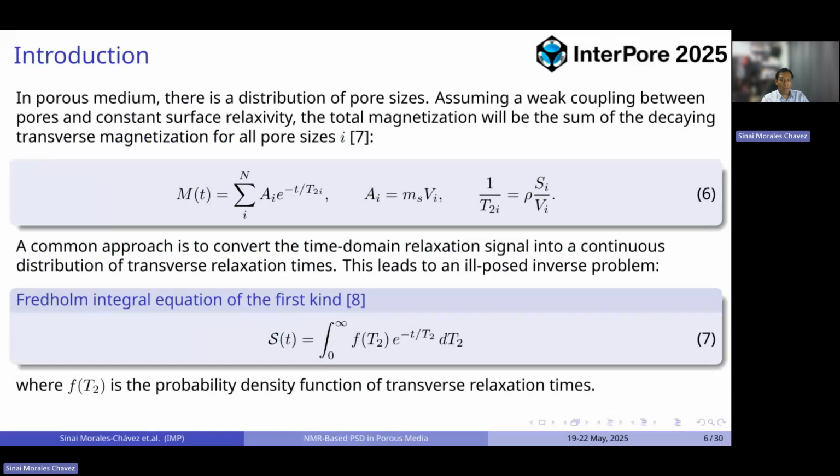To analyze the complete distribution of T2 relaxation times, we transition from this discrete form to a continuous model, resulting in a Fredholm integral equation of the first kind presented in equation 7. Here, f of T2 is the distribution function of transverse relaxation times. Solving this integral equation to recover f of T2 from the measured signal is a classic ill-posed inverse problem.